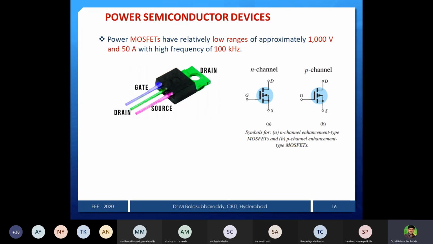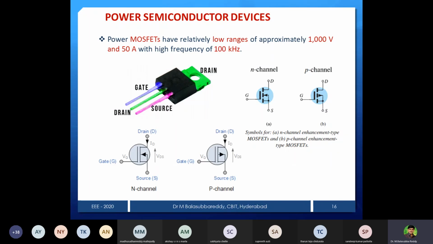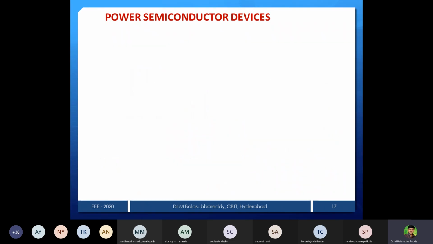There is an N channel MOSFET and a P channel MOSFET. All the in-depth construction will come under the first unit itself: N channel enhancement type, P channel enhancement type, and depletion type. Also, we'll see how the device is fabricated, what layers need to be placed, what will happen, and how it will be formed. All these things will come under that.